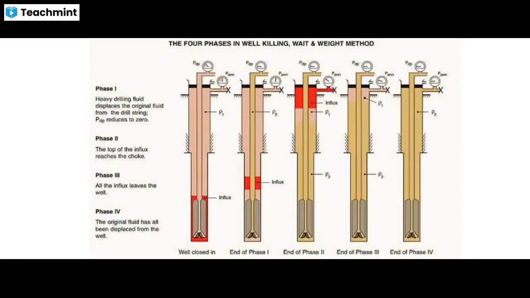And the influx you can see is showing here. The pressure in the drill pipe reduces to 0, and the top of the influx reaches the choke, phase 2. You can see the red color. The influx reaches the choke. You can see that at the end of the phase, and in the third phase you can see all the influx leave the choke. And in the fourth phase, the original fluid has been displaced from the well. So these are the four phases in well killing in the wait and weight method.